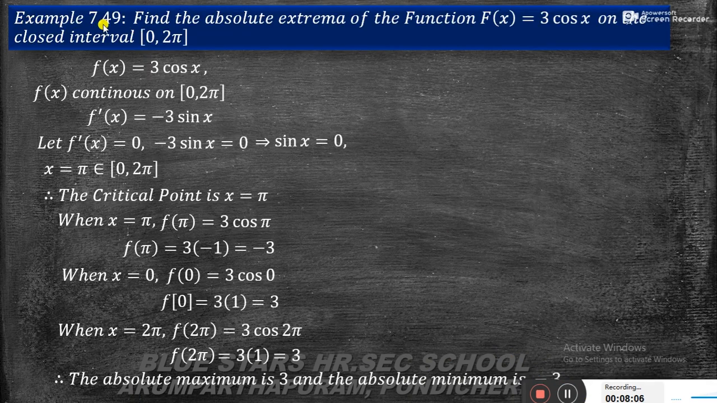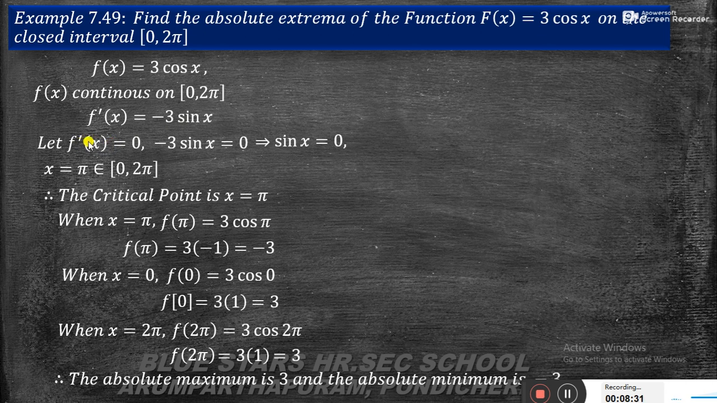Now we discuss example 7.49. Find the absolute extrema of the function f of x equal to 3 cos x on the closed interval 0, 2 pi. So f of x equal to 3 cos x. Therefore f of x is continuous on 0, 2 pi. So now I differentiate the given function. So f dash of x equal to 3 into the differentiation of cos x. Differentiation of cos x is minus sin x. So minus 3 sin x.